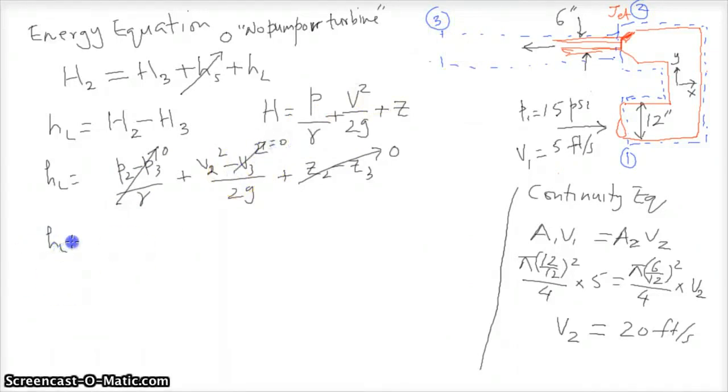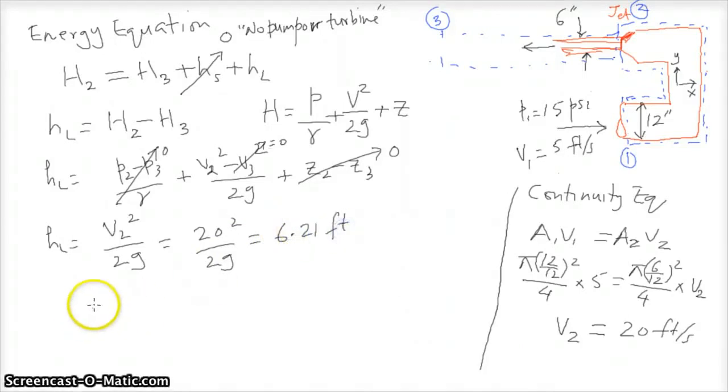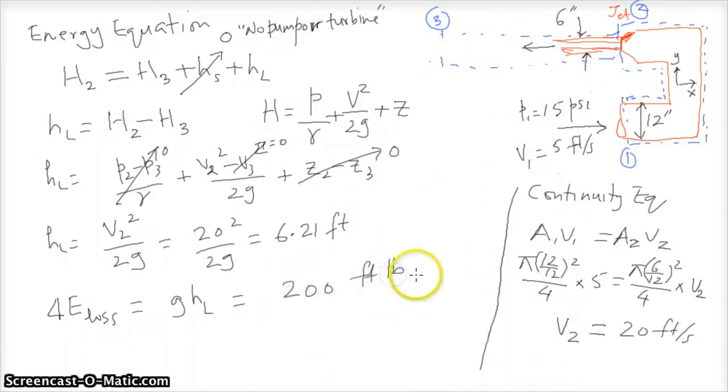So the head loss is whatever head it came out with, which is going to be lost by the end, which makes sense. It comes out to be V2 squared over 2g, which is 20 squared over 2g, and this value comes out to be 6.21 feet. Again, this can be converted into energy lost per unit mass by multiplying by g, and this comes out to be 200 foot-pound per slug.